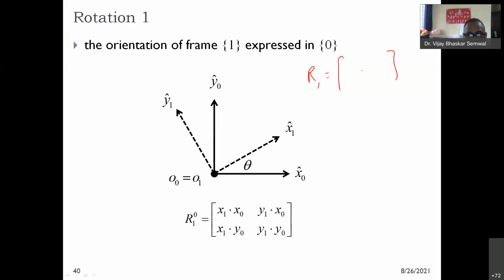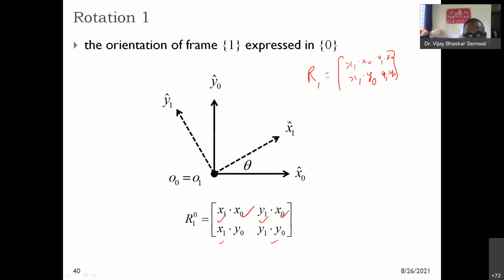a 2 cross 2 matrix. How much are X naught and X1 rotating? How much is Y1 rotated with respect to X1? How much has X1 rotated with respect to Y naught? And how is Y1 rotated with respect to Y naught? Okay. You will define the rotation matrix because you have rotated X naught and Y1. So you have to see with respect to X naught how much X1 and Y1 have changed. With respect to X naught, how much have X1 and Y1 turned, and with respect to Y naught, how much have X1 and Y1 turned. So can anyone tell me the answer: what is the value of X1 dot X naught?